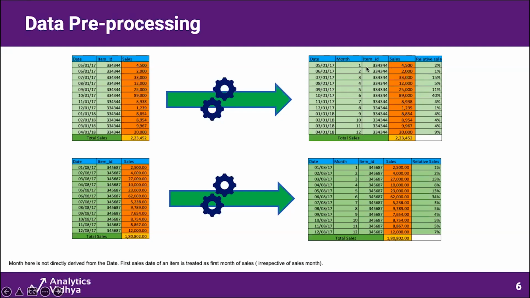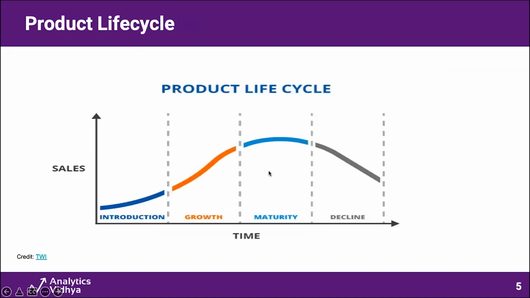Item ID is again the same, also known as SKU, which I told you earlier. Now what you see in the sales column is the absolute value, but to compare different things we need a kind of relative sales. Why? Because we want to understand what percentage of sales is being made for this particular item at its peak.